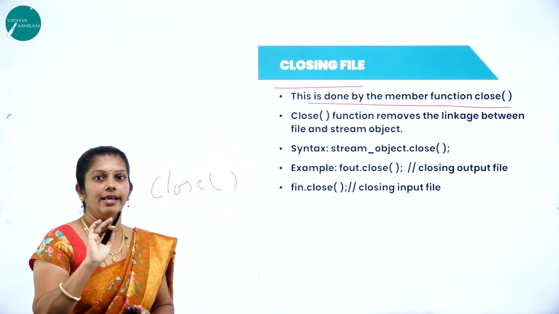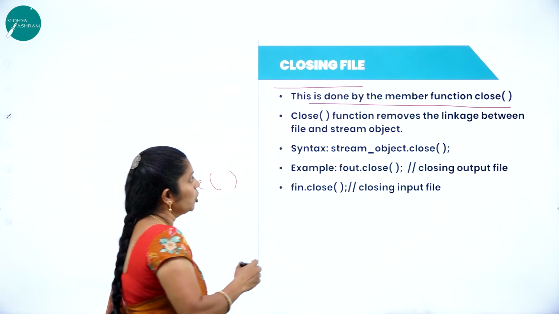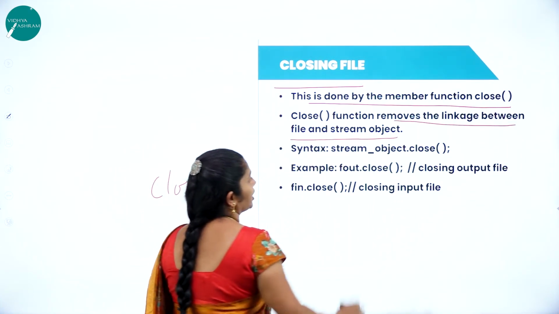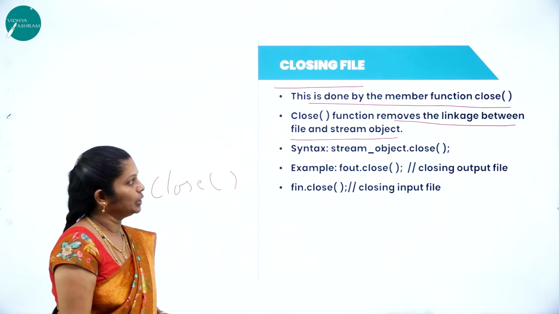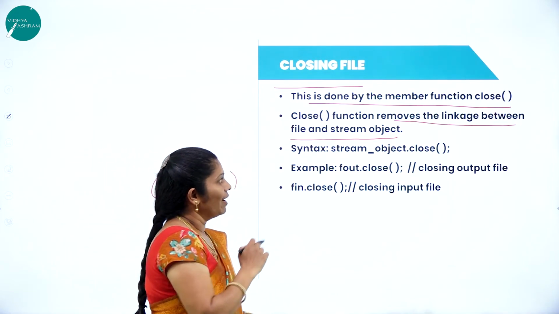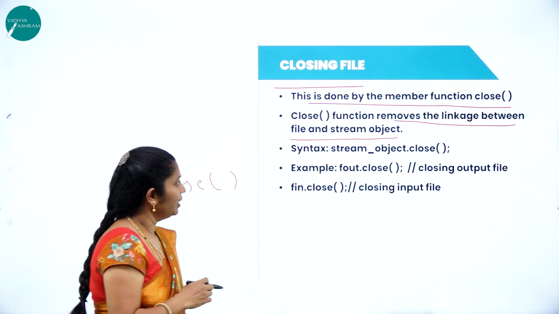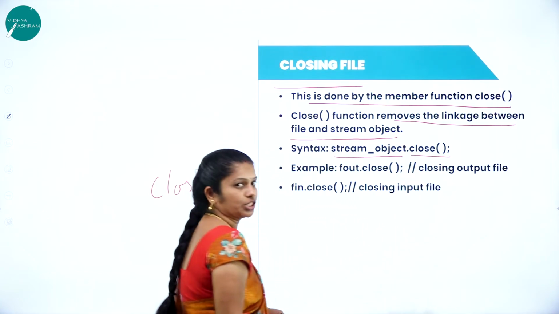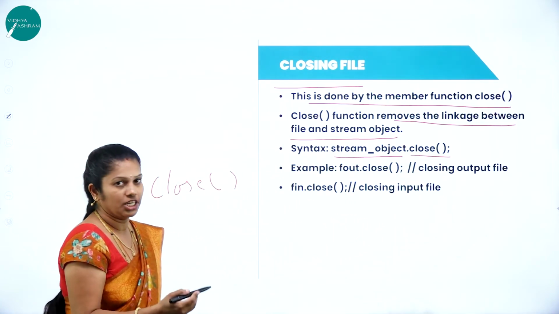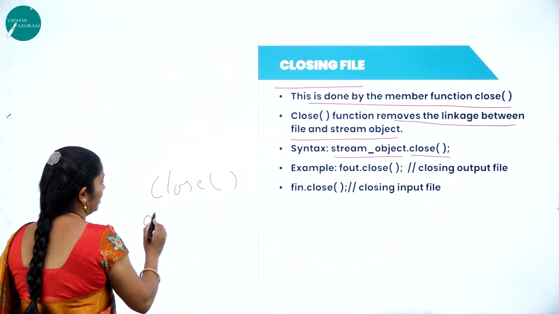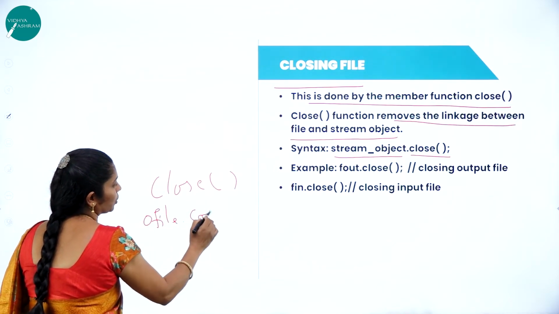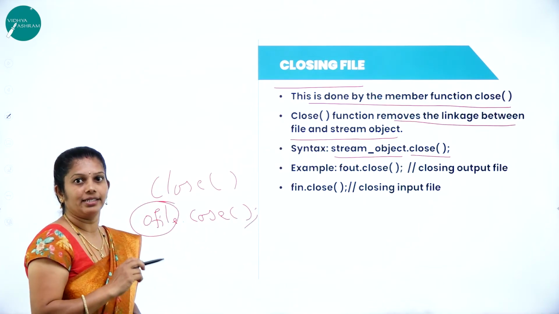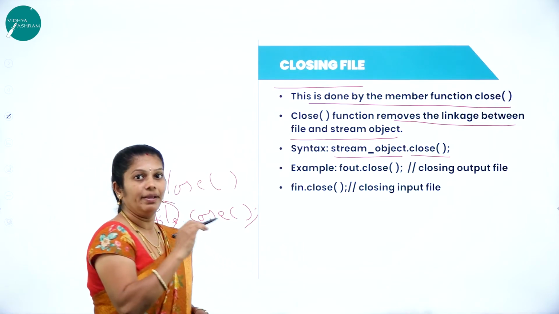Otherwise, your file will never close. The close function removes the linkage between the file and the stream object. It just removes the link between the file and the stream object. And here is the syntax for that: stream object dot close function. Here you have to write whichever object you have created. Write on that object, for example, ffile is the object, dot close. Then the link between the file and that object will be removed.